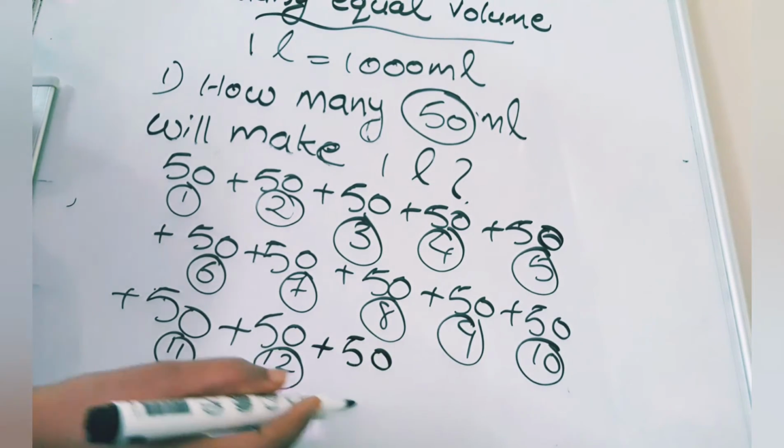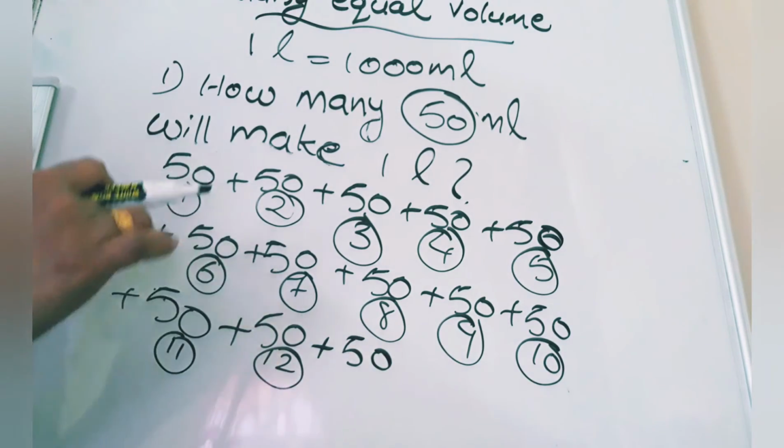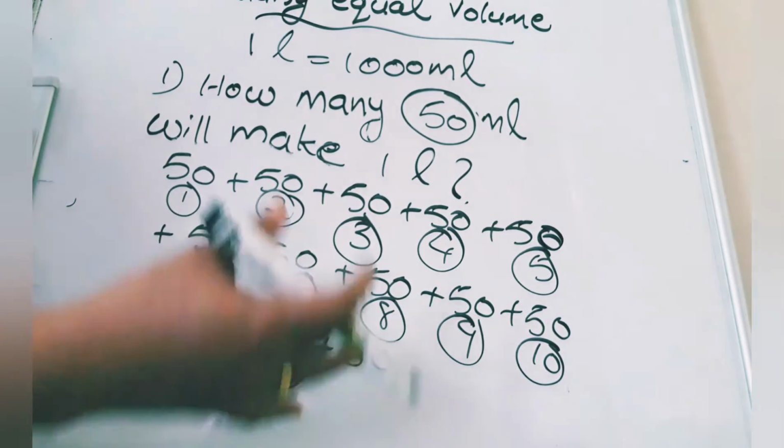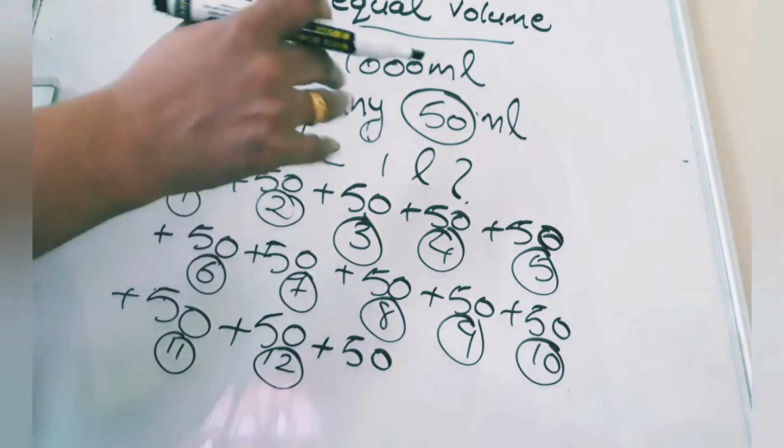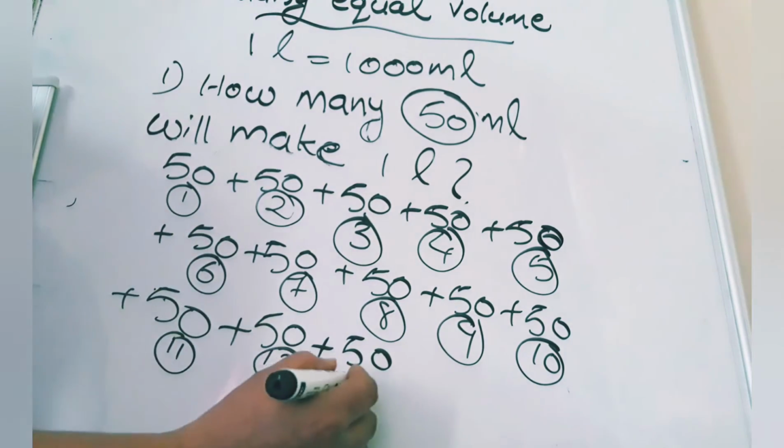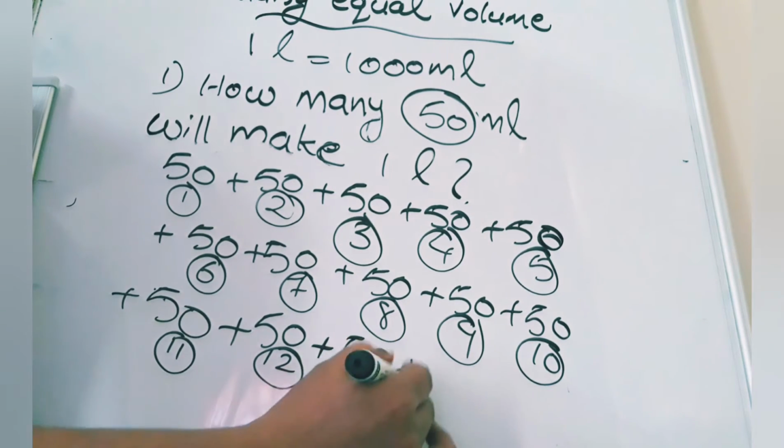You don't know the division method. That's why we are using this method. You don't know division, how to do 1000 divided by 50, how to do 1000 divided by another 2-digit number like that. So in third standard you are using this method. Okay.